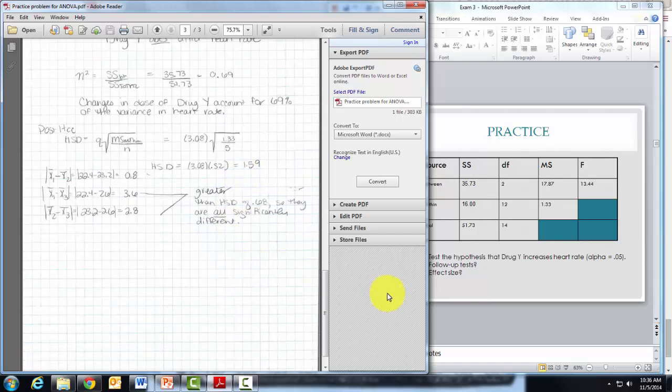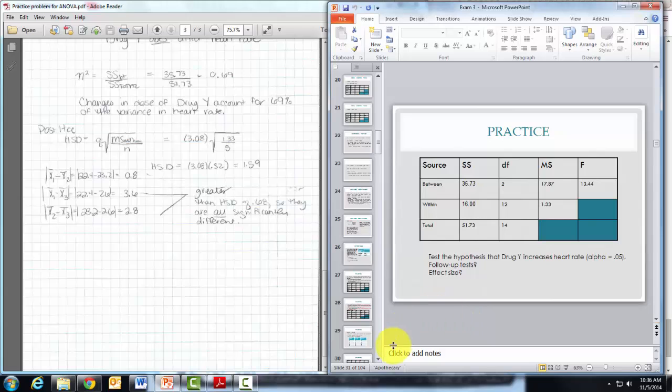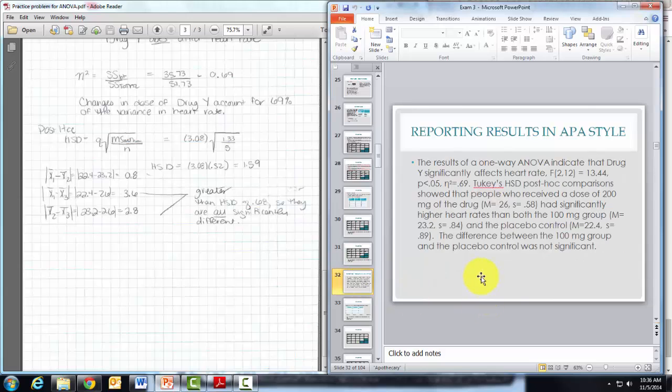All right. So the final thing that we want to look at in this particular problem is how to report my results in APA style. So here's my report. The results of a one-way ANOVA indicate that drug Y significantly affects heart rate. F, with degrees of freedom 2 and 12, is equal to 13.44, comma, p-value is less than 0.05, comma, and my effect size, eta squared, is equal to 0.69.